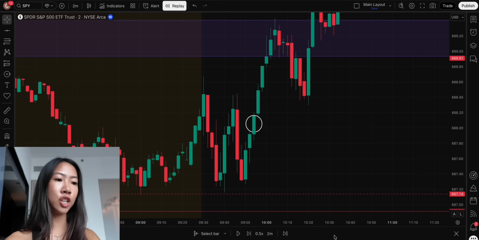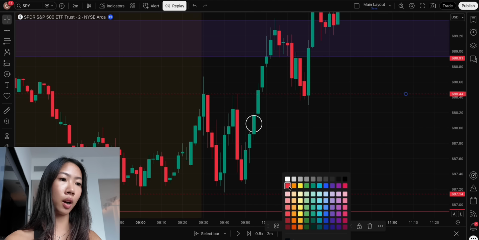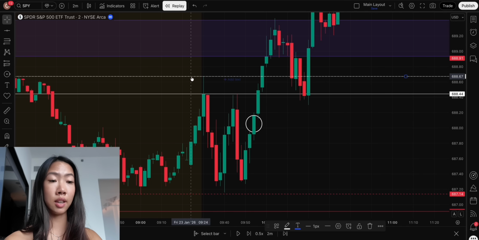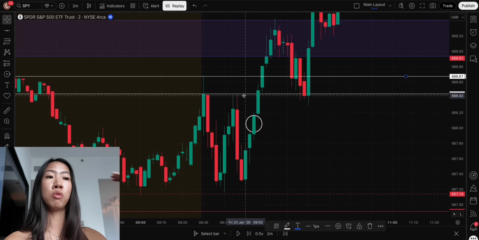So if we have an entry there, the next key level is this one, and I'm just going to mark that as white. So that's a key level. Next key level is, of course, this. If we clear these highs, it's essentially showing a stronger breakout movement.